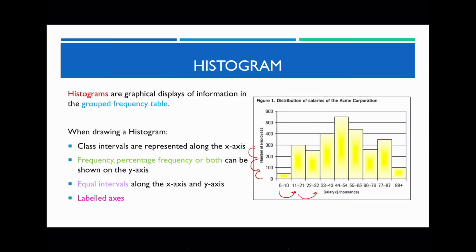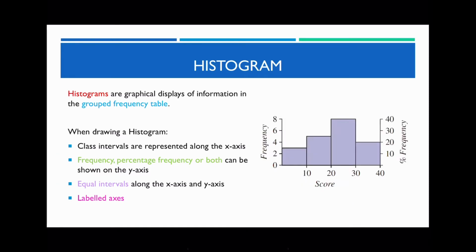And lastly, this is something that most students often forget when they're drawing histograms, where they lose marks: labeling the actual axis. So in this case, this has a label here, which is salary, and the units are in $1,000. And along the y-axis, generally this is the axis for your frequency, but in this example, it is frequency of employees.